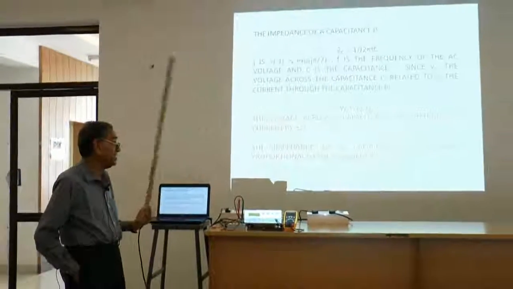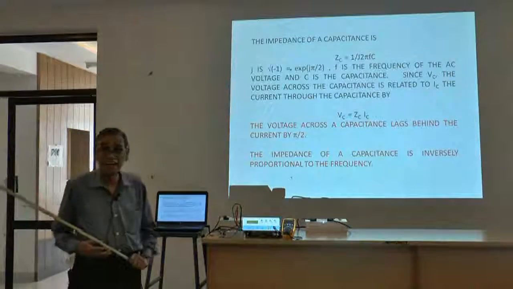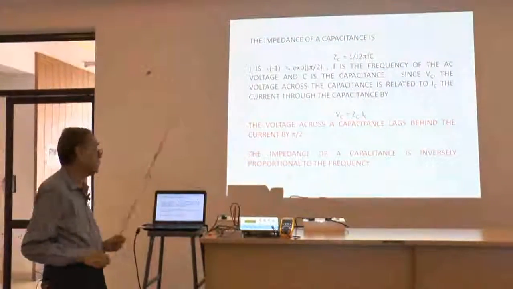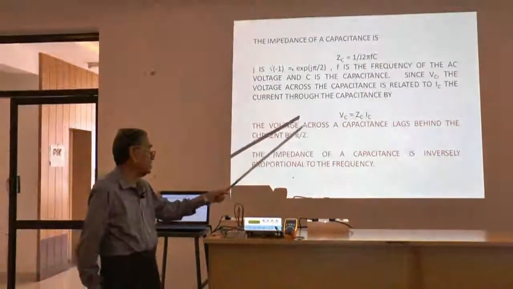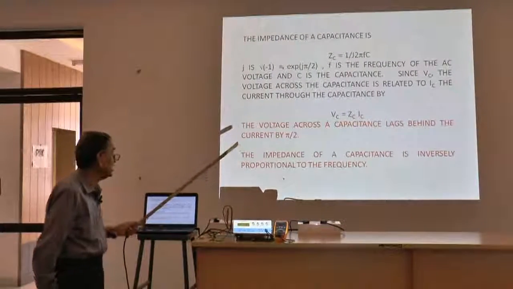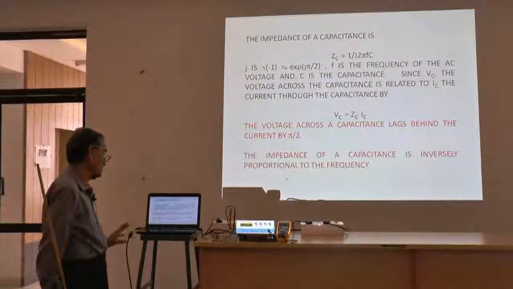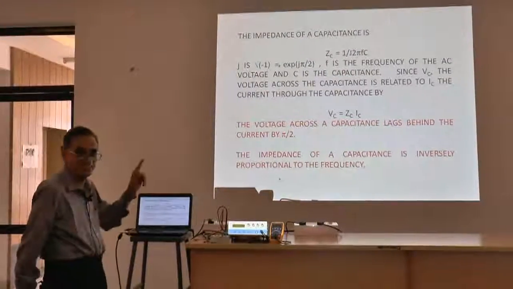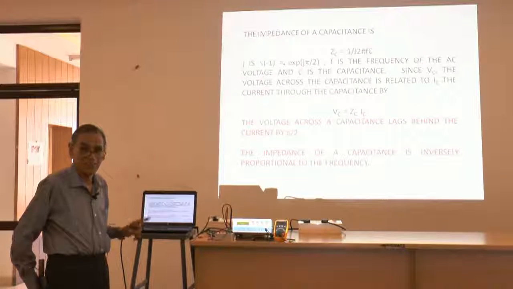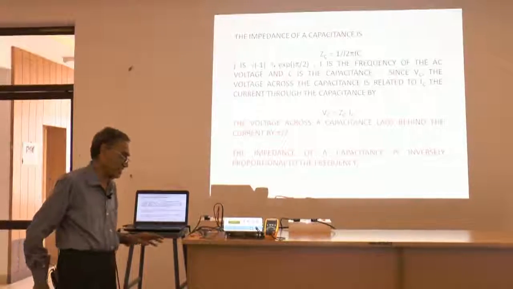So the voltage across the capacitance is behind, in phase with the current by pi by 2. The voltage we see is j into ZC into IC, and the voltage is behind the current by pi by 2 phase. The impedance of a capacitor is inversely proportional to the frequency. The impedance of an inductor is directly proportional to the frequency.